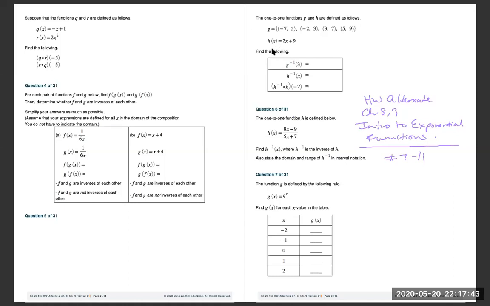Essentially, let's go to our whiteboard here. Hopefully we won't have any issues with this. Let me pause. Okay, there we go. So I just went to a different screen here. So chapter 8, 9, homework alternate, intro to exponential functions.